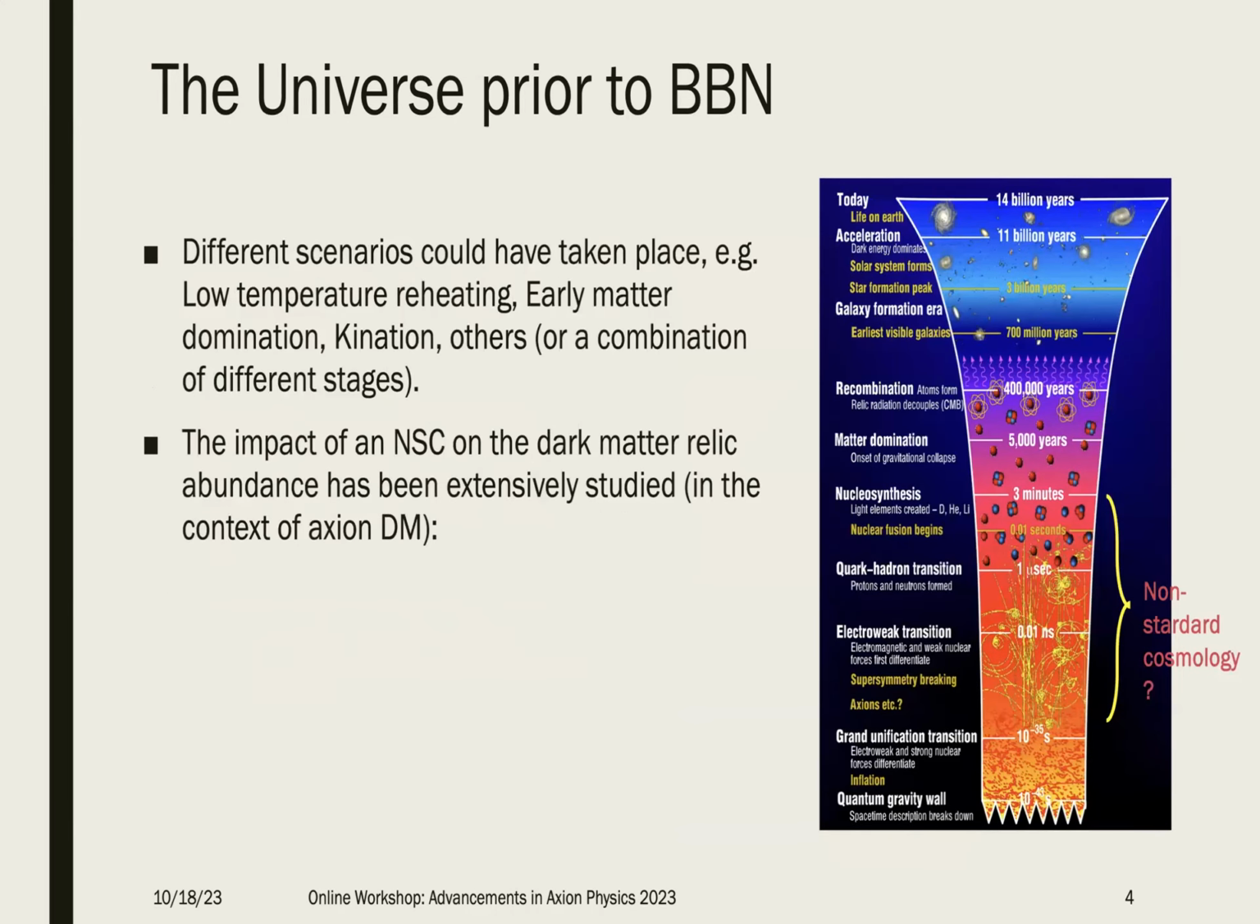Some usual scenarios that are considered are, for instance, low temperature reheating, an early matter domination phase, or kination, and these non-standard cosmologies have been well studied both in the case of axion production and WIMP production. So I will be focusing this time on axions.